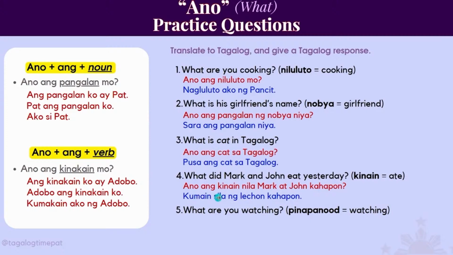So, sila is the pronoun here, and that's a subject pronoun. So, kumain sila ng lechon kahapon. Using subject pronouns can be tricky, and I don't expect you to know these pronouns or these conjugations right off the bat, but hopefully you can recognize them, and then from these examples, use them this way in the future, okay? So don't get too worried if you're not getting the questions right. Just use this as a way to learn them, okay?